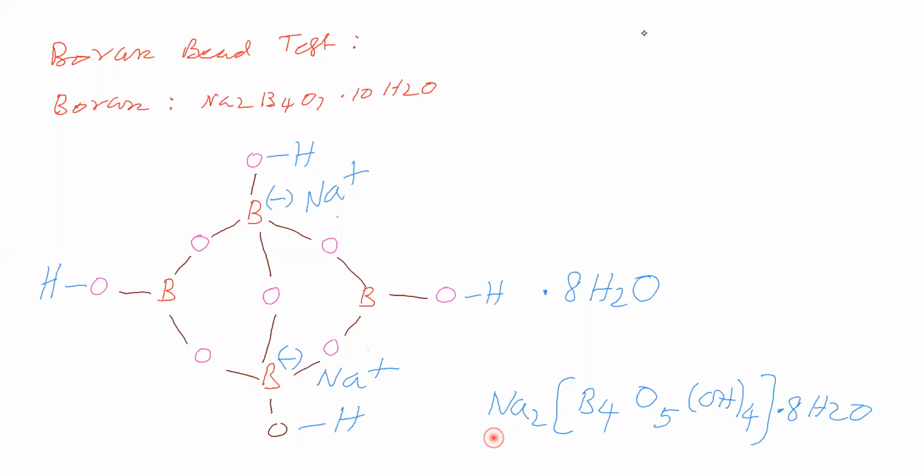Now say, is borax a complex compound or a simple compound? Okay, so we can say borax is a complex compound. Now say, how many water molecules does borax contain? 8 water molecules. So it is hydrated borax. Hydrated borax means borax is containing 8 water molecules as hydration.